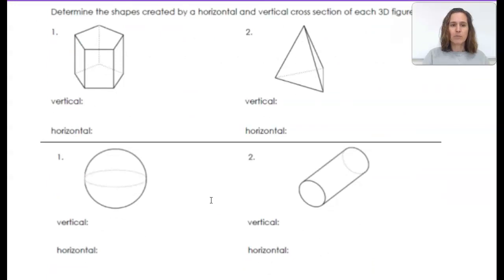Now we're going to get into some examples. We're going to determine the shapes created by a horizontal and vertical cross section of each figure. So if I cut this pentagonal prism vertically, it's going to give us the shape of a rectangle, and horizontally it'd be the same shape as the base, which would be a pentagon. In the next example, we have a triangular pyramid. So if I cut it vertically, it would be a triangle. If I cut it horizontally, it'd be the same shape as the base, which again is a triangle. Next example is a sphere. So regardless if I cut it vertically or horizontally, it'd be a circle. If I cut a cylinder vertically, that would give me a circle. And in this case, if I cut it horizontally, it would give me a rectangle.